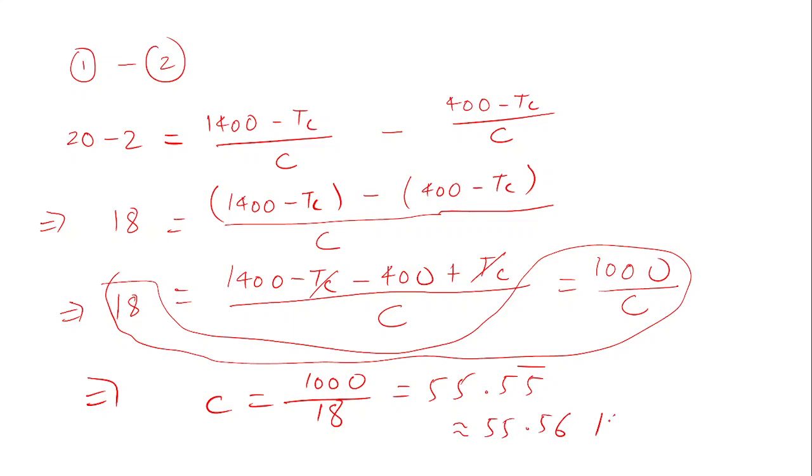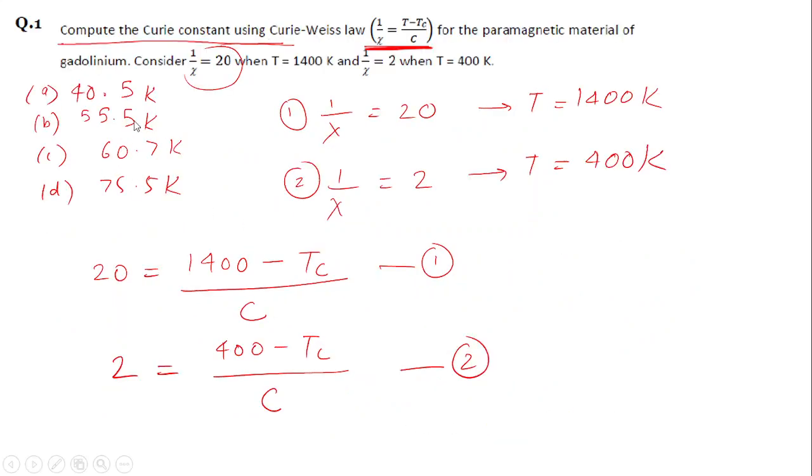55.56 Kelvin. This will be the value of Curie constant. So 55.5, that is the most matching here. So B is the correct option. If the options are not there, then of course just directly the answer you need to put. The options were here, I just made, so I put here.